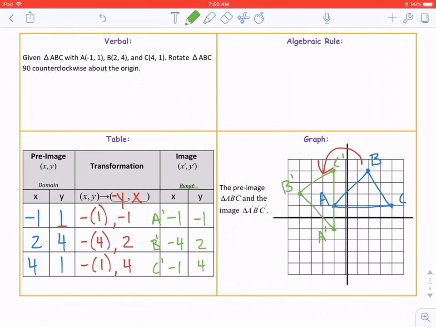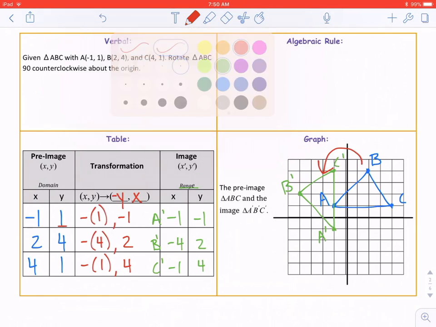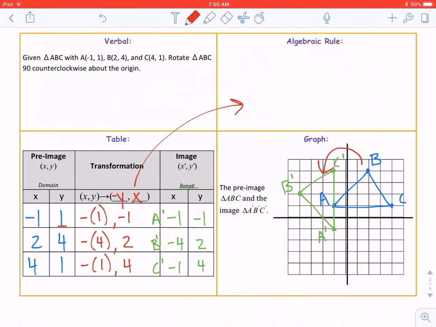Sketching the triangle that is the image, we can tell that the blue pre-image triangle ABC did get rotated and is now the green one, 90 degrees counterclockwise, our image. The last thing we need to do in our problem is to transfer our algebraic rule up to this right-hand corner. For all the values we were given in our pre-image, x's and y's, we rotated them and they became (-y, x). Alright, so that's it for the first example of rotations.